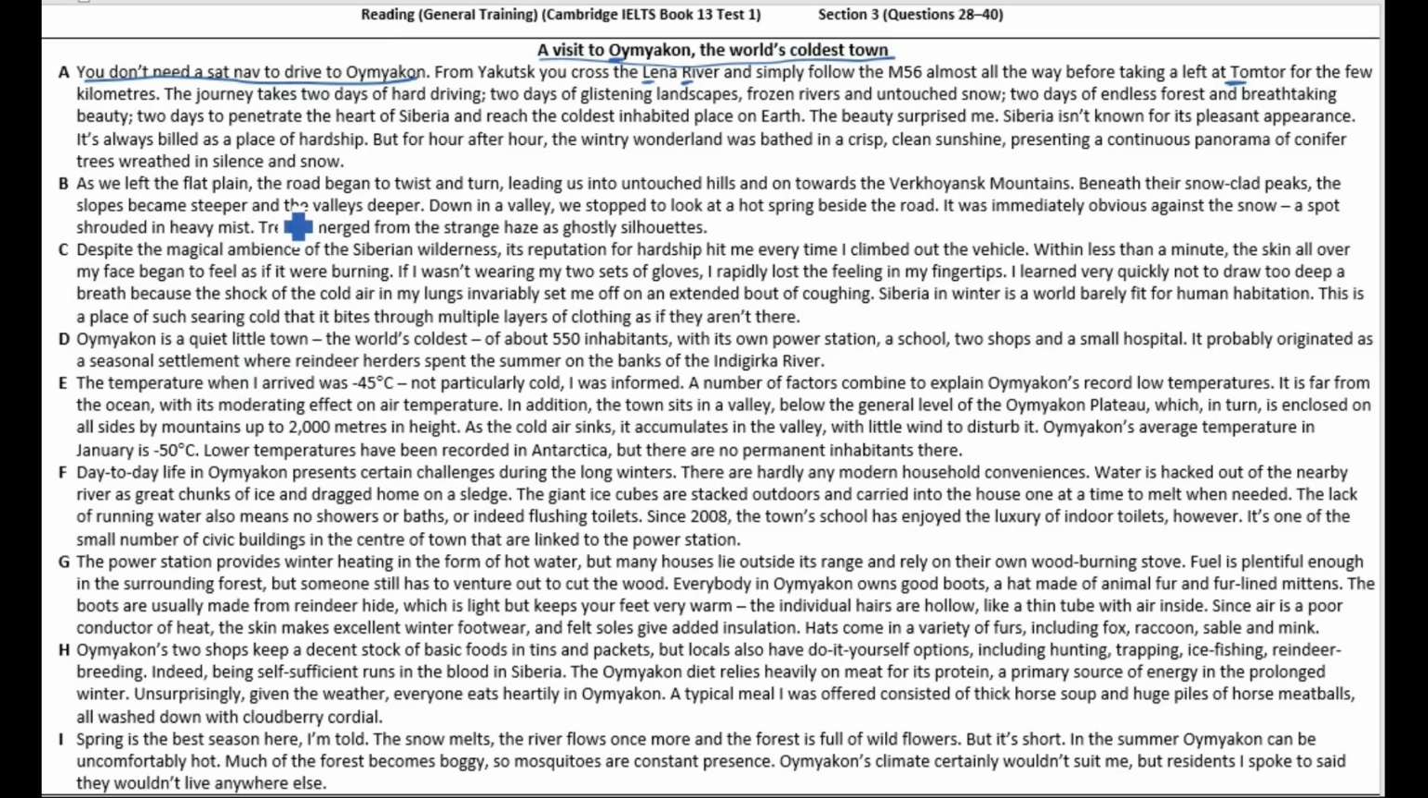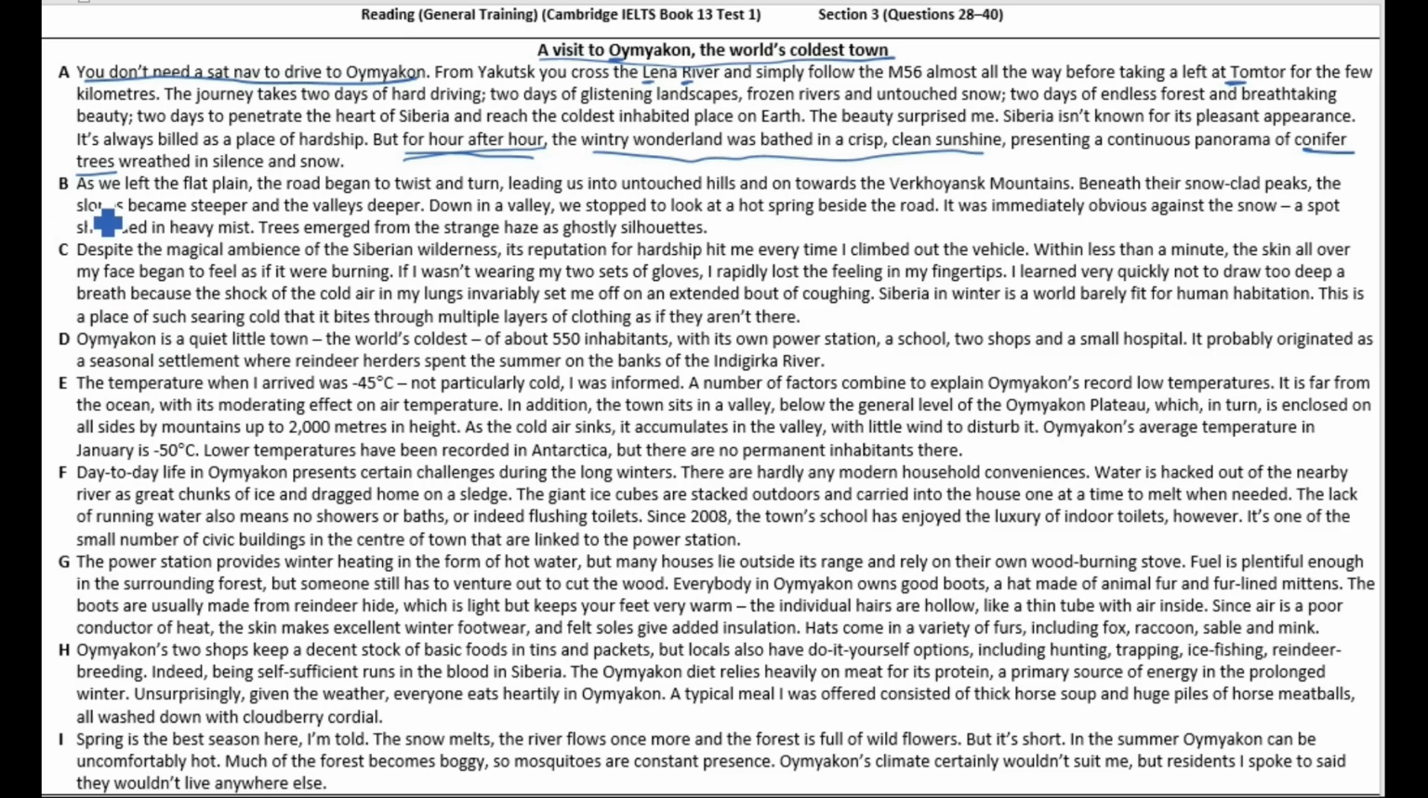I'll move to the end. For hour after hour, wintry wonderland was bathed in crisp, clean sunshine, something about conifer trees. It seems to be a description of the drive, although I cannot be sure. It could be the description of the place. Although because it says for hour after hour, I have a feeling it is the drive. But I'm just going to leave it at that.